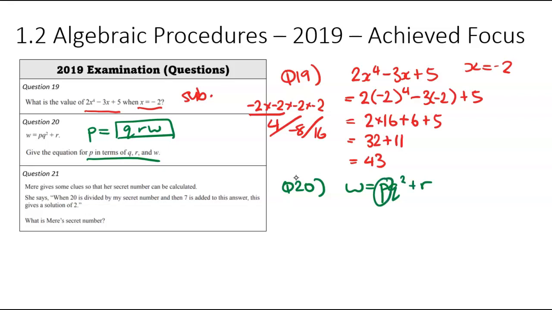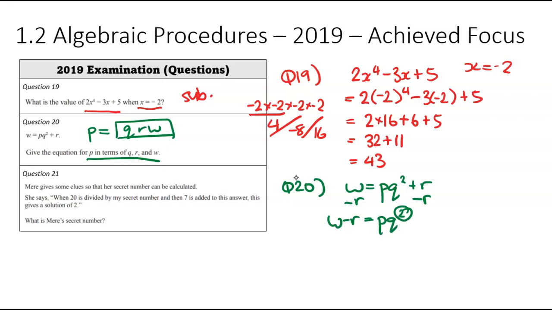So the P is over here, which means I need to get rid of the Q squared and I need to get rid of the R. I've got to follow BEDMAS backwards when I decide what to get rid of. So I'm going to get rid of the addition first, which is the R. I'm then going to get rid of the multiplication, which is the Q squared. So we're going to start off by going minus R, minus R. So W minus R is equal to PQ squared.